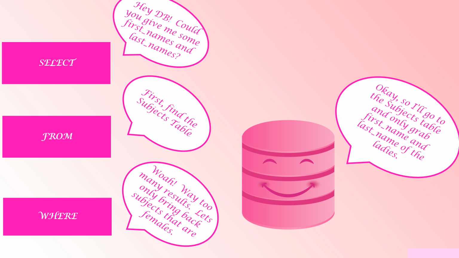So now let's talk about what the where section would do. It would tell the database to only bring back data if it met certain conditions. For instance, rather than bringing back first and last names for all subjects, a condition could be added in the where section to say only bring back first and last names of female subjects.